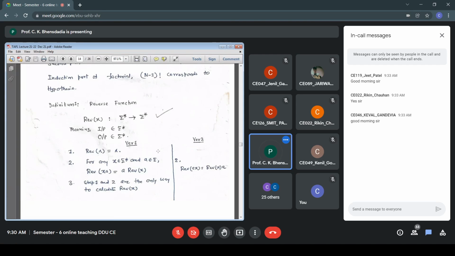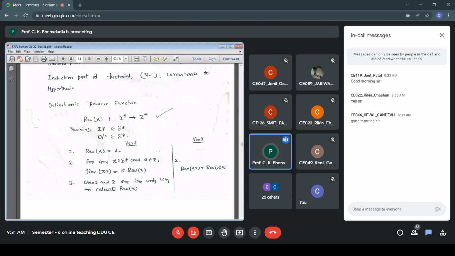So we continue with the recursive definition of the reverse function. Version 1 we had discussed yesterday. Now a small modification is there in version 2, the right column, where rule number 2 changes to reverse of AX equals reverse of X, then A. Compare this rule number 2 with version 1, the left column, where reverse of XA is A reverse X.